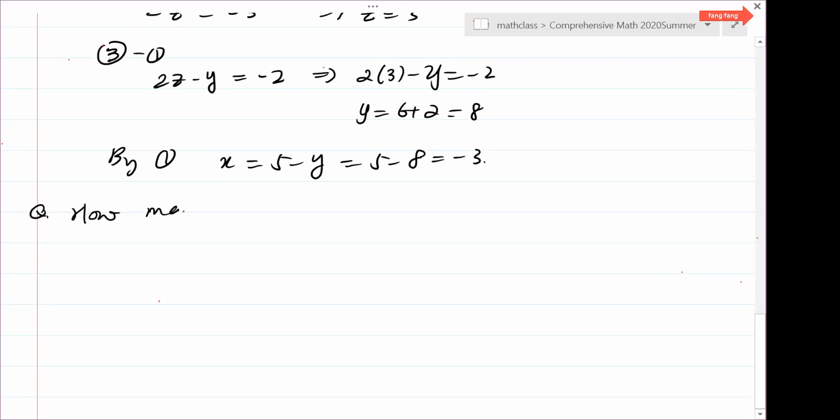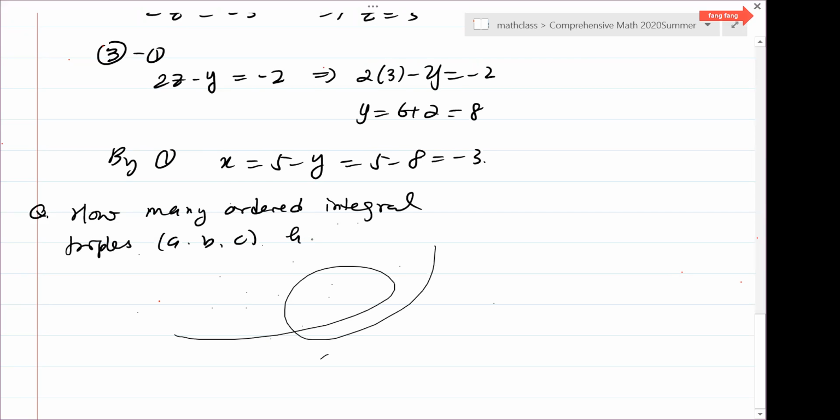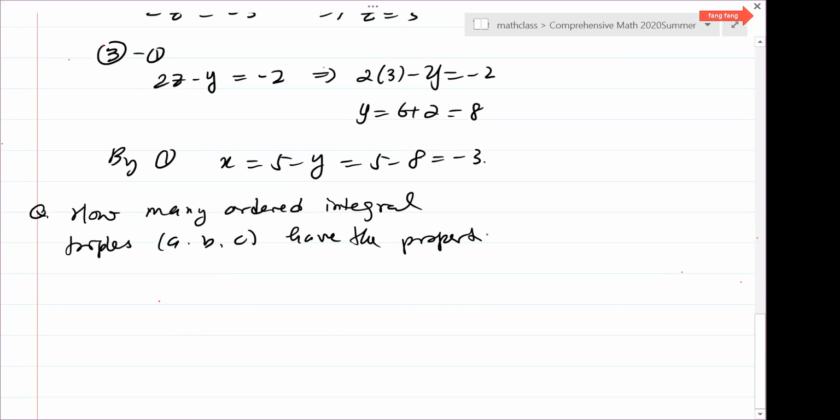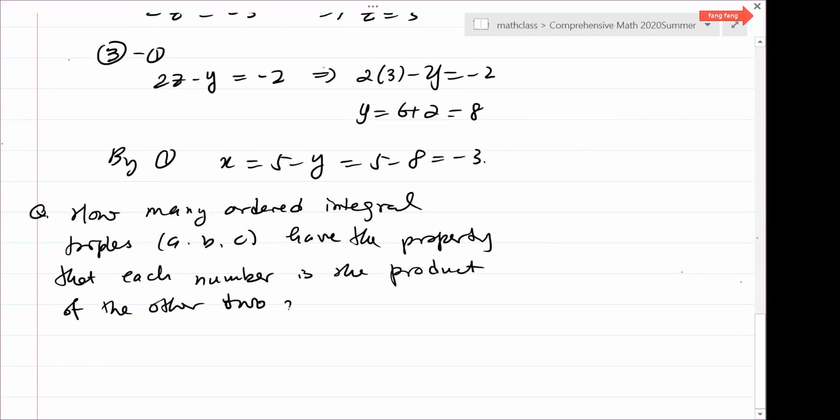Okay, so let me write down the question. How many ordered integral triples A, B, and C have the property that each number is a product of 2?